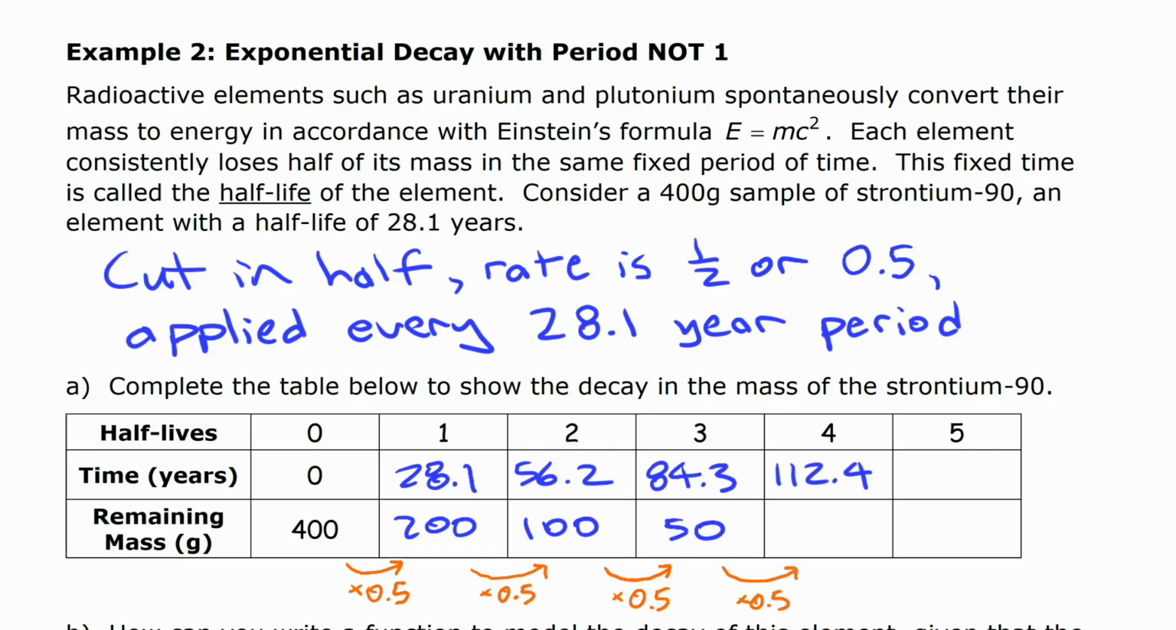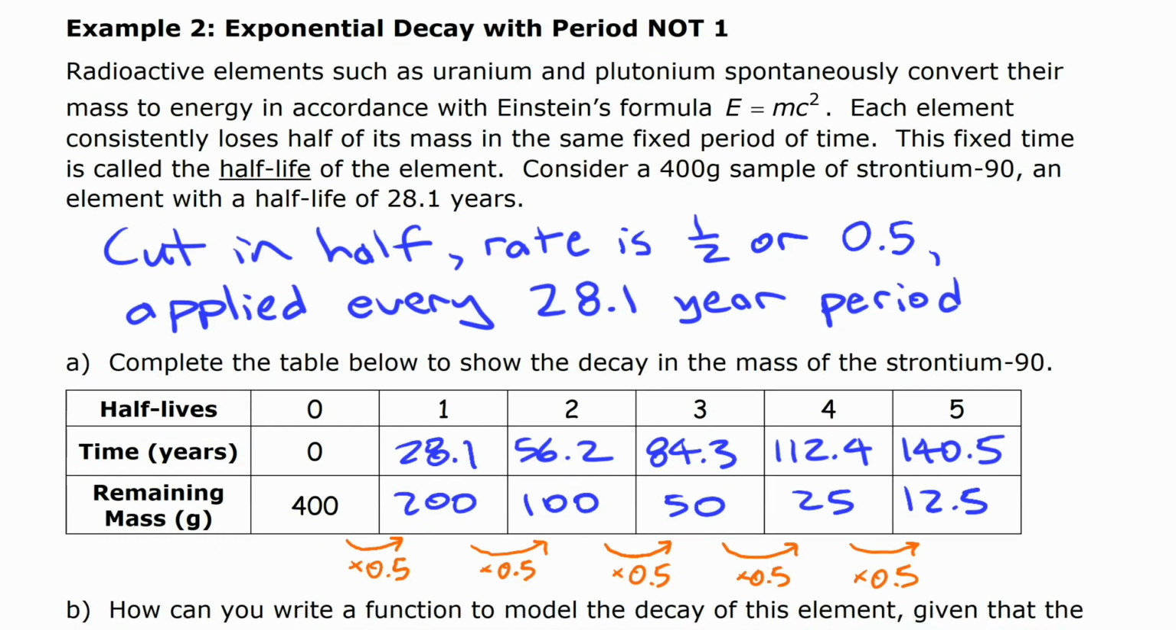Next one, cut in half again to 25. And the last one in the table here, cut in half, you're down to 12.5 grams of that substance. We can write a function just like we've done already.